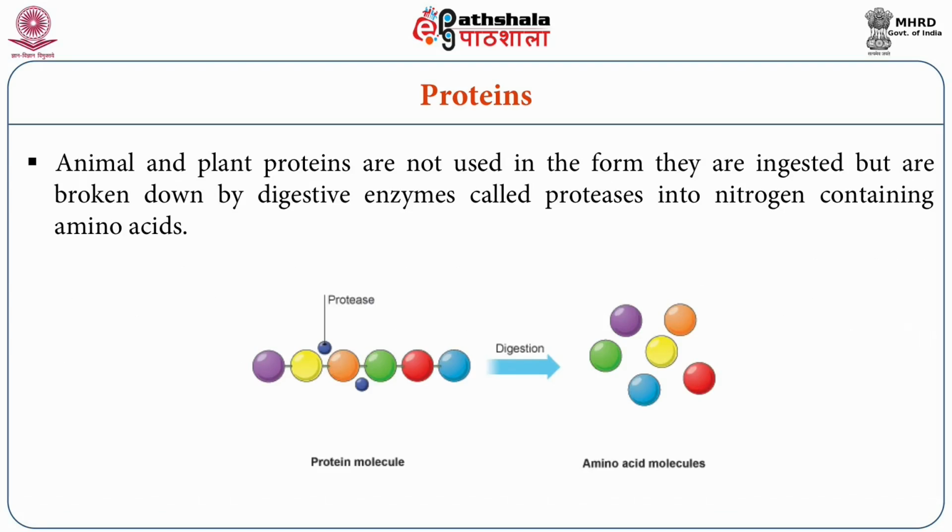Then coming to the animal and plant proteins, they are not used in the form they are ingested, but they are broken down by the digestive enzymes such as pepsin, and the complex proteins consumed from either animal sources or plant sources are broken down into smaller components called amino acids, and these amino acids are easily absorbed in the body through the intestine.